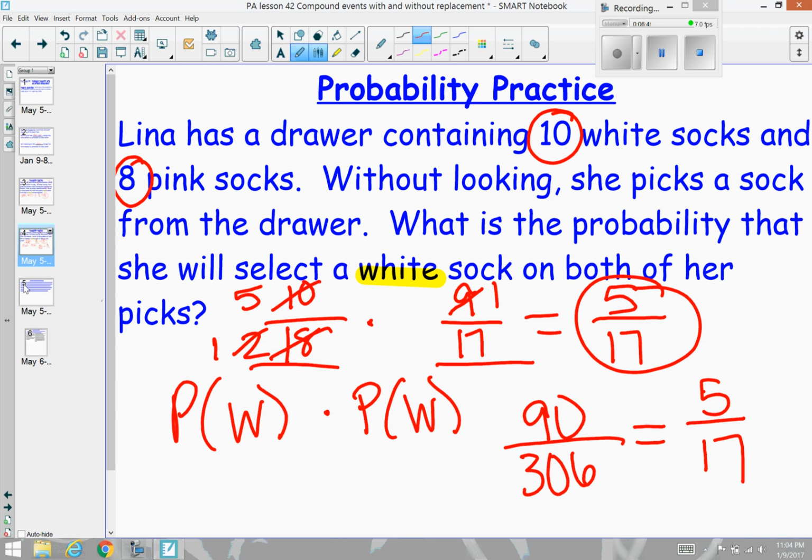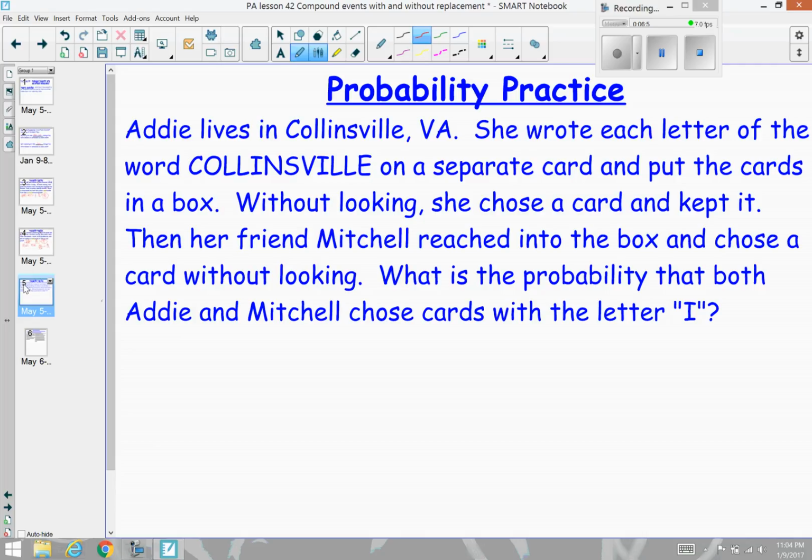Okay, in our next problem, we have a word problem. These are always fun. I love these. Addie lives in Collinsville, Virginia. She wrote each letter of the word Collinsville on a separate card and put the cards in a box. Without looking, she chooses a card and kept it. Then her friend Mitchell reached into the box and chose a card without looking. What is the probability that both Addie and Mitchell chose cards with the letter I?